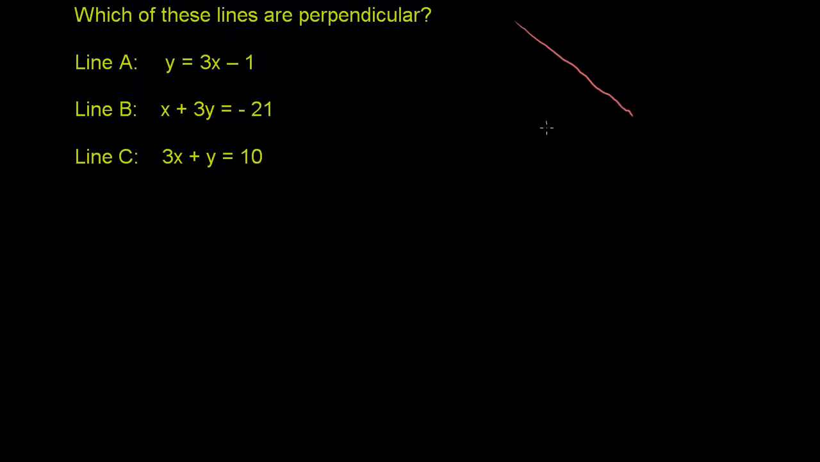A perpendicular line will intersect it, but it won't just be any intersection. It will intersect at right angles. So these two lines are perpendicular.